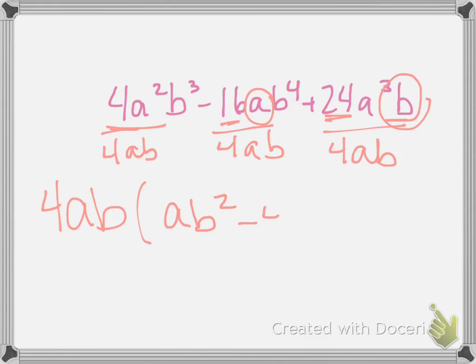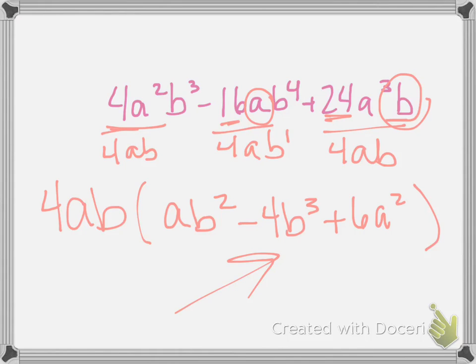Then 16 divided by 4 is 4. A divided by A, they cancel. B to the 4th divided by B to the 1st is B cubed. 24 divided by 4 is 6. A cubed divided by A is A squared, because 3 minus 1. And B divided by B just gets me B.